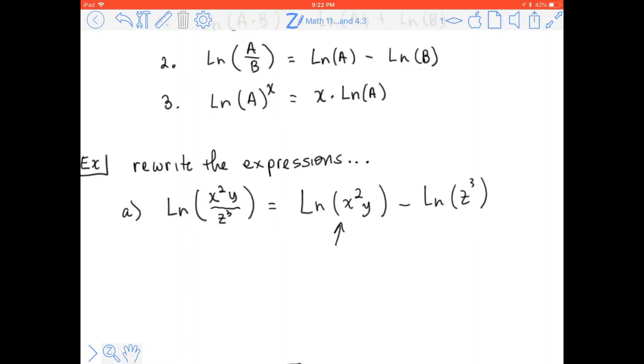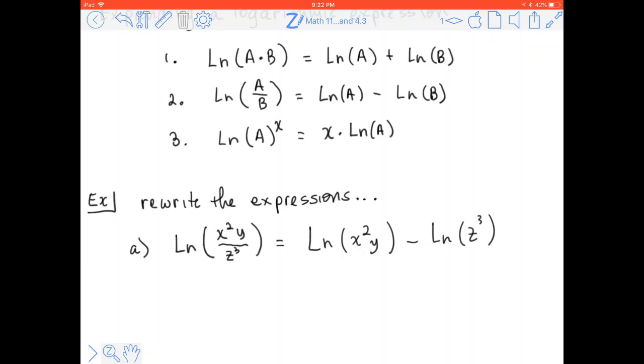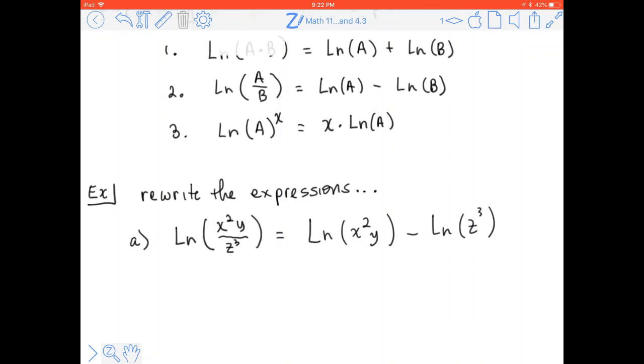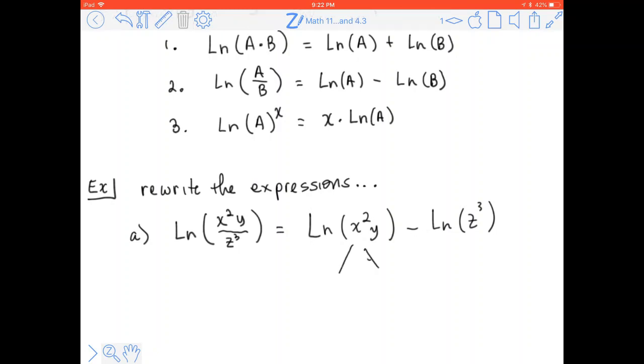Now, this first logarithm, natural log of x squared times y, the expression inside here has got a product. So we can follow the first rule here, the product rule, and expand this one into two more logarithms. So it can be written as the natural log of the first factor plus natural log of the second factor minus natural log z cubed.